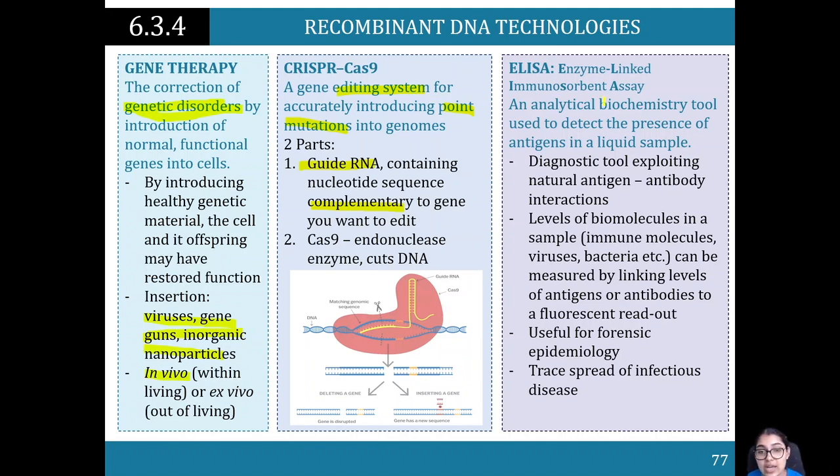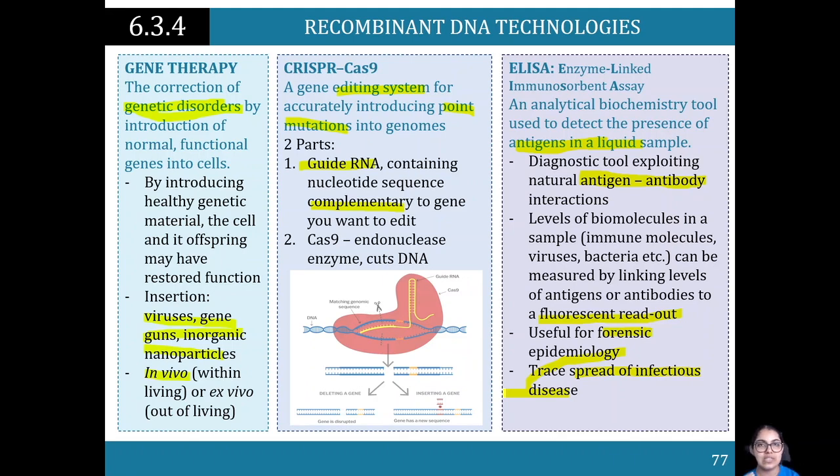ELISA is enzyme-linked immunosorbent assay. So what that is, is a biochemistry tool which detects the presence of antigens in a liquid sample. So it's a diagnostic tool which exploits natural antigen-antibody interactions. So within our bodies, we have this antigen-antibody interaction, and the levels of biomolecules in a sample can be measured by linking levels of antigens or antibodies to a fluorescent readout, and it's useful for forensic epidemiology, and we can trace the spread of infectious diseases using this.